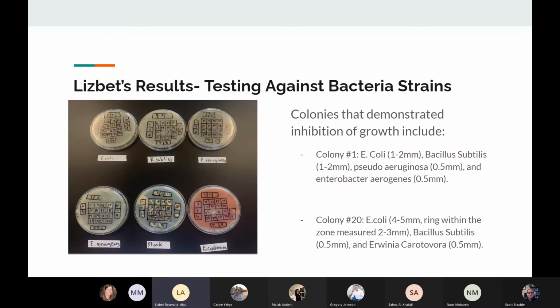Hello, my name is Lisbeth and I'm going to share my results with you guys. Our main goal was to find naturally occurring organisms that produce antibiotics.